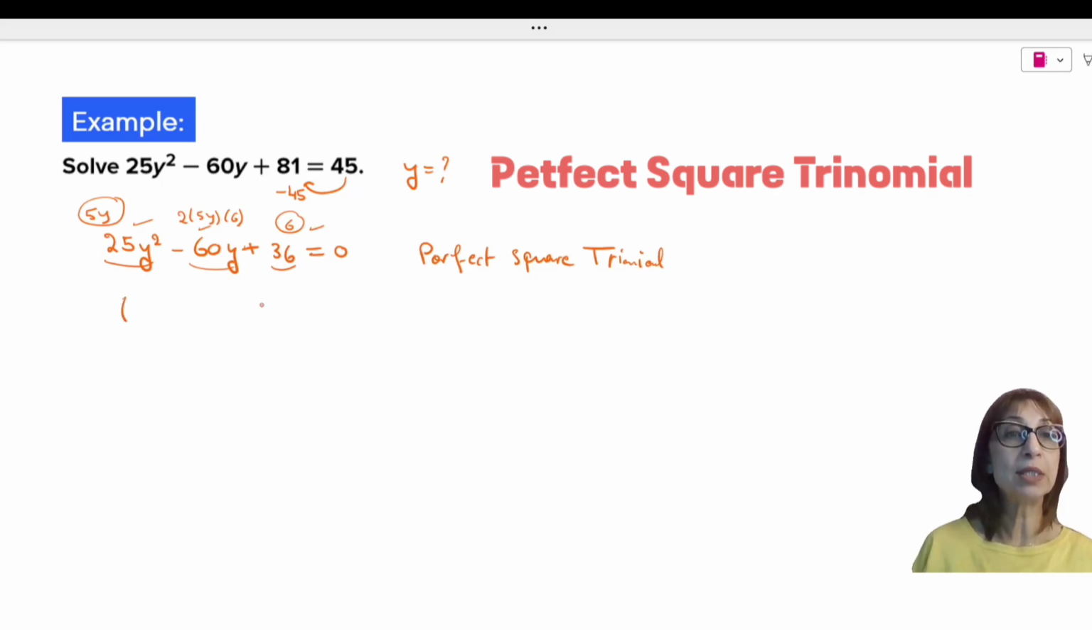This means that this is a perfect square trinomial that will be factorized into one bracket. And I put a power 2 up here, and I write what is inside this bubble and what is inside this bubble, and I write the middle sign of the middle term. And this is equal to 0. So now I have 5y minus 6 power 2 equals 0. This means 5y minus 6 times 5y minus 6, and this is equal to 0.